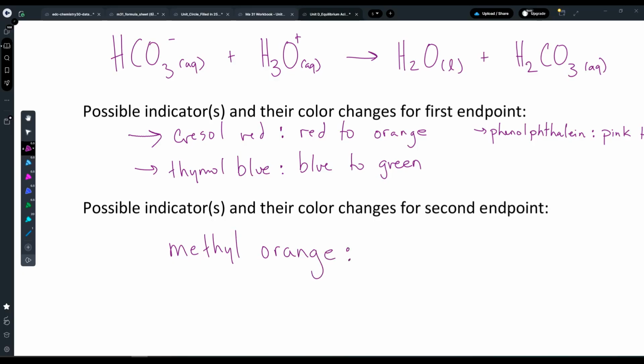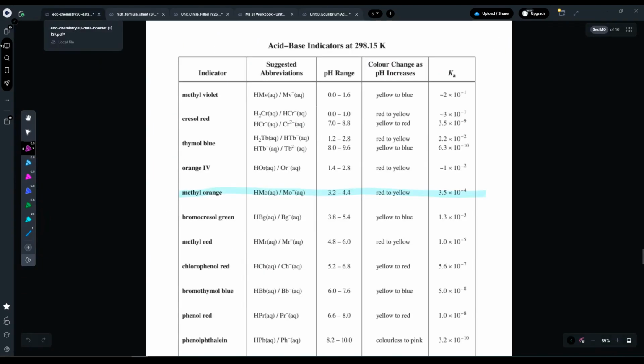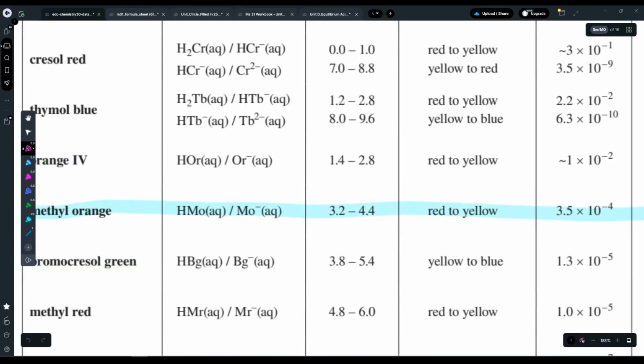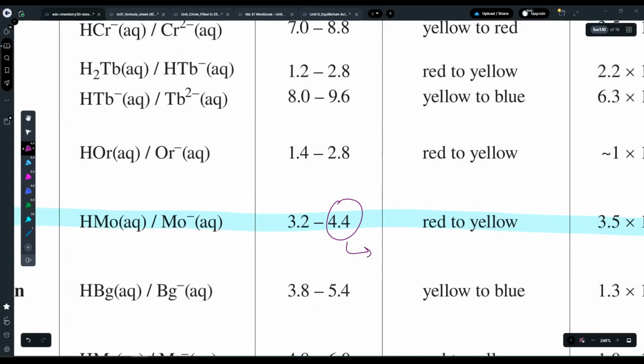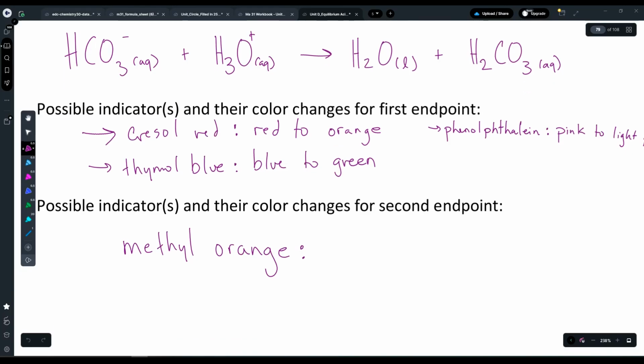So imagining that it starts out at a pH of 7, going to 3.6, 7 is above 4.4, so it's going to start out as yellow. Then 3.6 is in between, so it's going to be the in-between color, so in between red and yellow is orange. So it's starting out as yellow and going to orange.